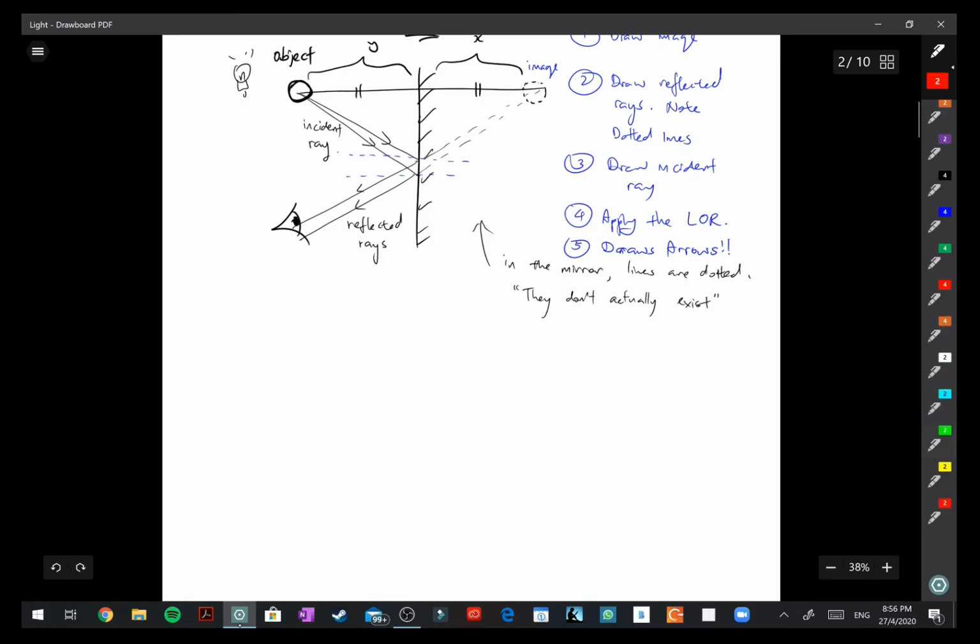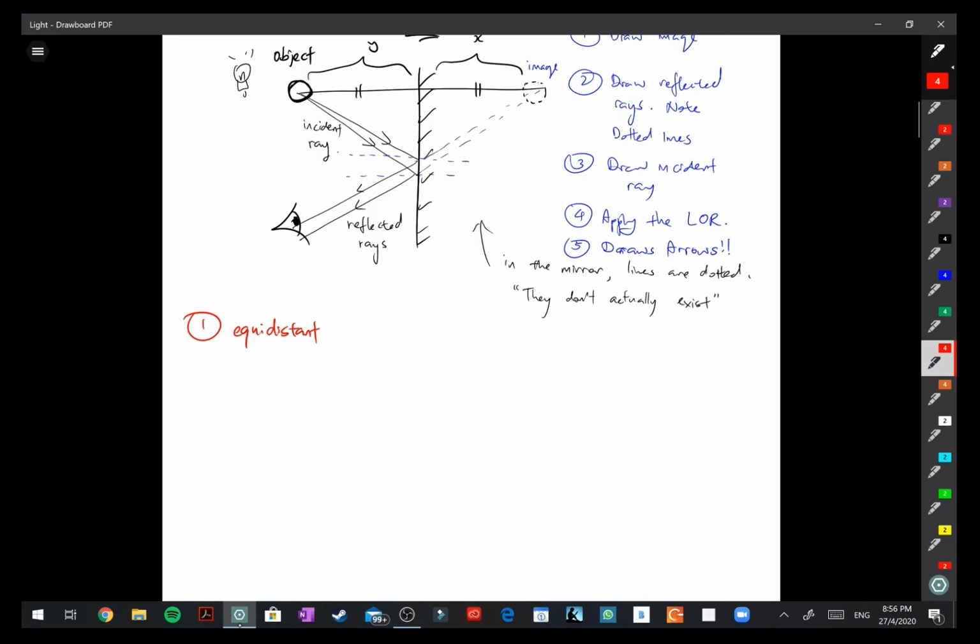Okay, and there are a few characteristics that we need to take note of an image. Number 1, it is equidistant. That means the object is the same distance from the mirror as the image is from the mirror. Number 2, it is always upright. If you stand upright and look at the mirror, the image is also upright. Number 3, it is laterally inverted. Go to the mirror, raise your right hand, and you see that it raises its left hand. So that's laterally inverted.